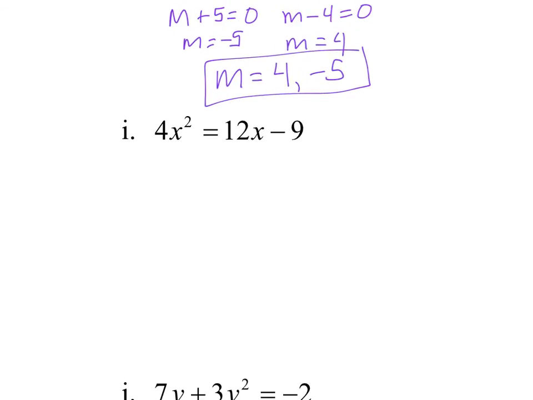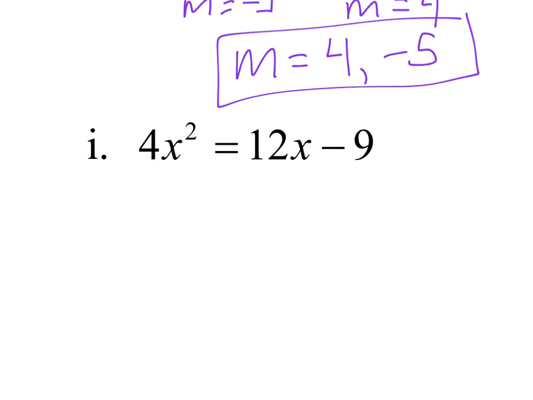Okay, it looks like we have 2 more. Get everything on one side. This x squared is positive, so I'm moving everything to this side. 4x squared. I subtract 12x from both sides, and I add 9. Well, nothing in common. I've got a 4, which is 2 times 2, and a 9, which is 3 times 3. Nothing in common.